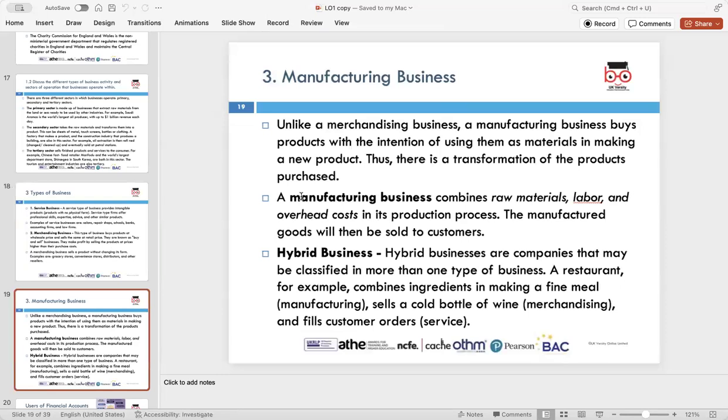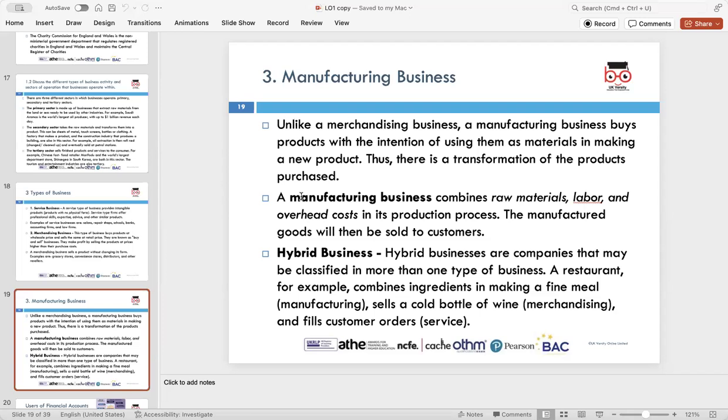Manufacturing businesses, in contrast to merchandising businesses, purchase things with the goal of utilizing them as a raw material in the production of a new product. As a result, there is a change associated with the products that are purchased. Raw material, labor, and overhead costs are all components that are incorporated into the production process of a manufacturing company. Following that, the manufactured goods will be offered for sale to consumers.